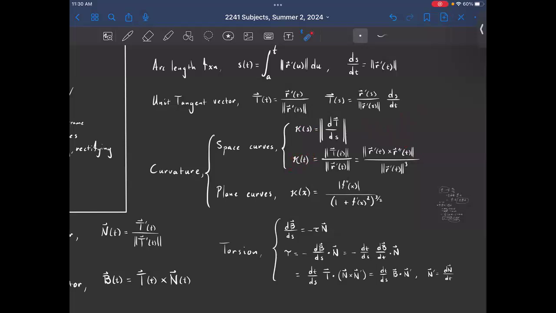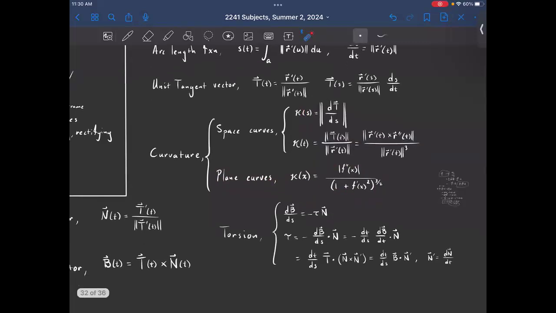Now, usually it's a little bit easier to compute the curvature in terms of a parametrization that is not arc length. And that is because this arc length parameterization can be difficult or impossible to find by hand sometimes, or often, actually. So this formula can be much easier for us to work with. And then plane curves, this is what happens when you parameterize in terms of x. You say t equals x, and z is a constant. Then you get this formula for curvature.